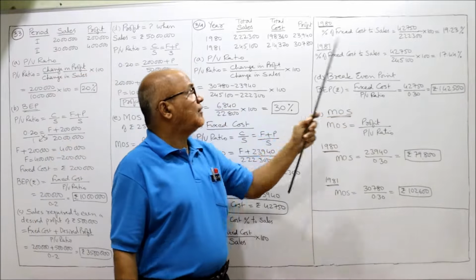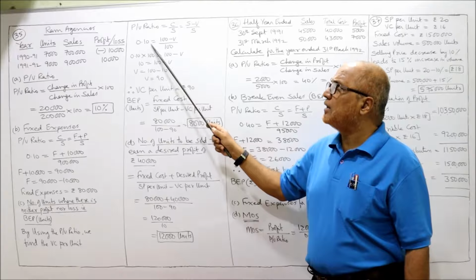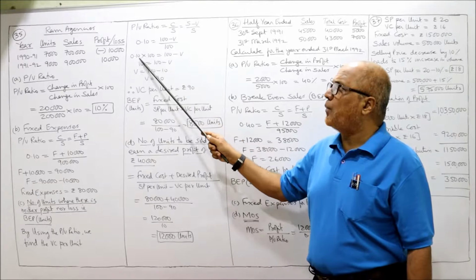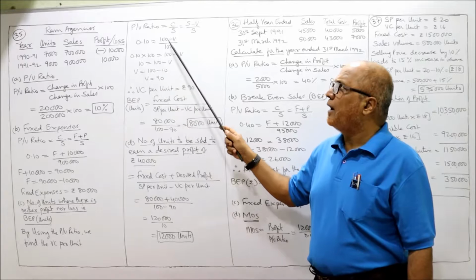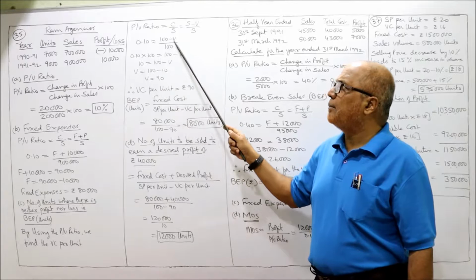So now cross multiply. 0.1 into 100, you will get 10. 100 minus V. Bring V to LHS. ये minus V इधर ला लिया तो plus V हो जाएगा और ये 10 right hand side minus 10. तो V is equal to 90. That means variable cost per unit is equal to 90 rupees.